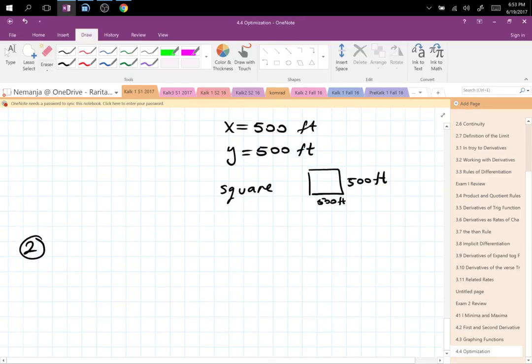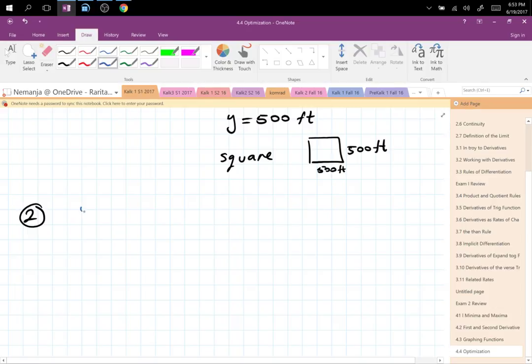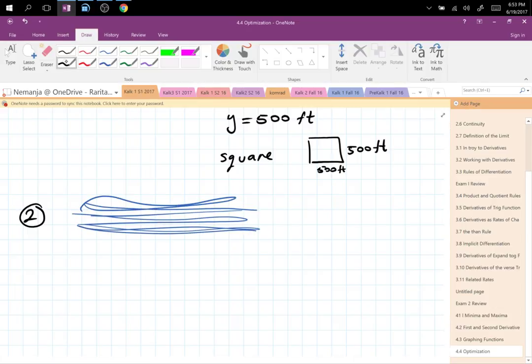Problem 2 is more interesting. Same farmer, same fence, everything is the same, except now it's adjacent to the river. So he only needs to enclose 3 sides.